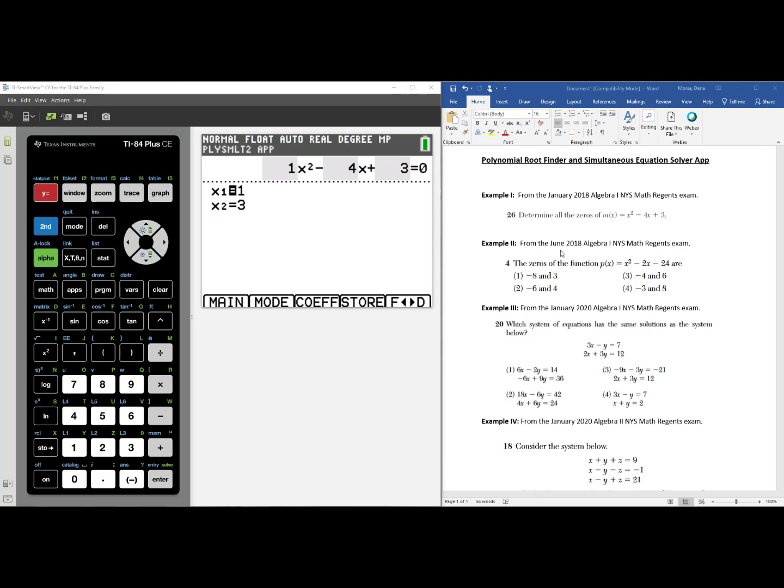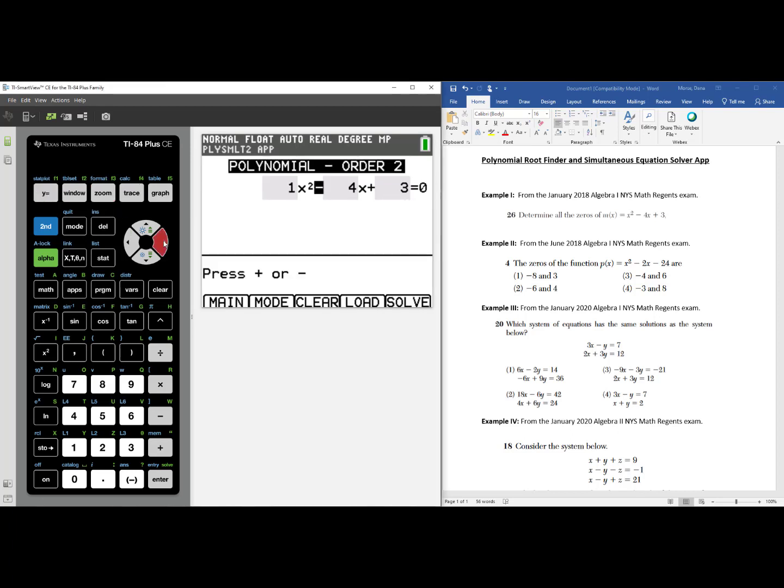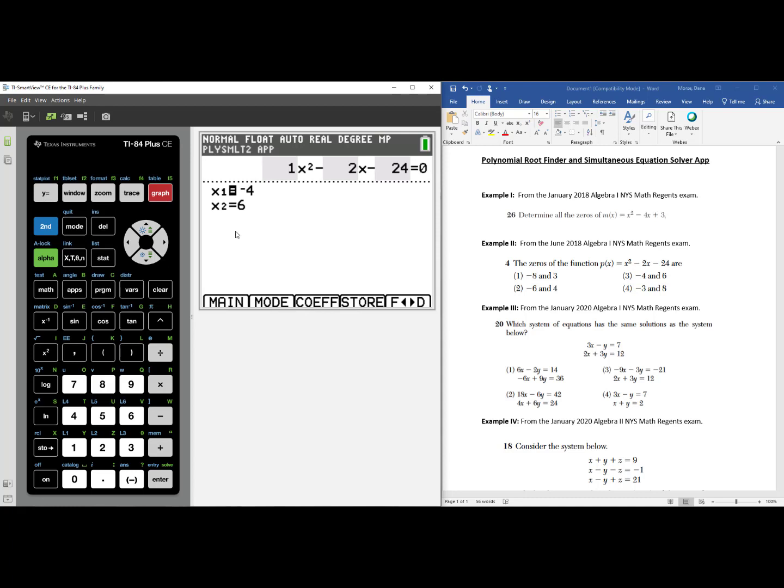Let's now look at example 2 from the June 2018 Algebra 1 New York State Math Regents exam. The zeros of the function p of x equals x squared minus 2x minus 24 are, so I would select coefficients, the third one over, which is zoom, and I would have 1x squared, the sign is still minus, I'll change the 4 to a 2, press enter. I now have a minus in this position, and it is minus 24. When I press enter, it now mirrors what I have in the problem, and I'll select solve, which is the graph button, and I get the solutions of x1 being negative 4 and x2 being 6.